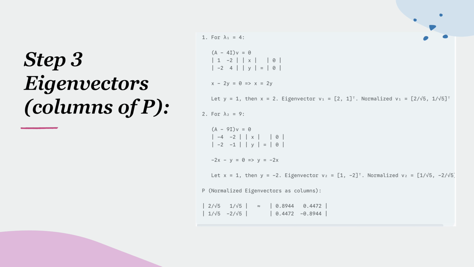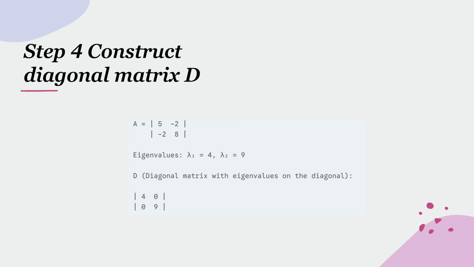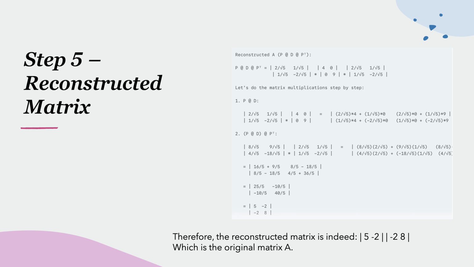Once you're done with this, we'll have to construct the diagonal matrix, which is step 4. We know the eigenvalues lambda 1 and lambda 2. We substitute that in a diagonal fashion. In a diagonal matrix, as we all know, the diagonal should be the numbers, and anything other than that should all be zeros. So we do that. And then step 5 is that we'll have to reconstruct the matrix with the formula, which is PDP transpose, right?